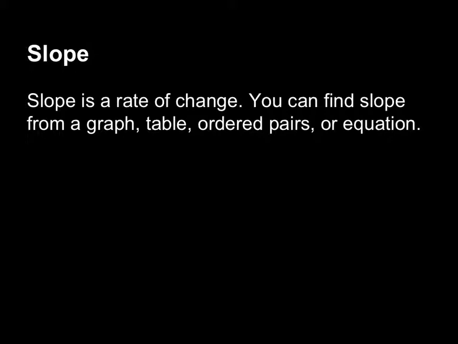First off, we need to know what slope is. Slope is a rate of change. You can find slope from graphs, tables, ordered pairs, or equations, and we're going to learn all 4 of those over the next couple of days. So slope is a rate of change.